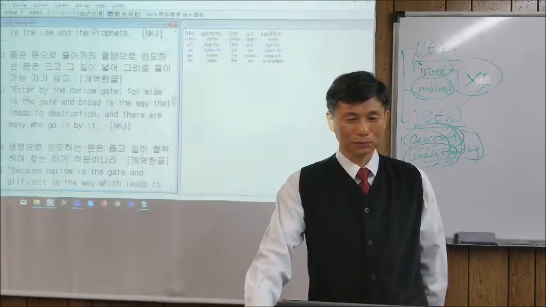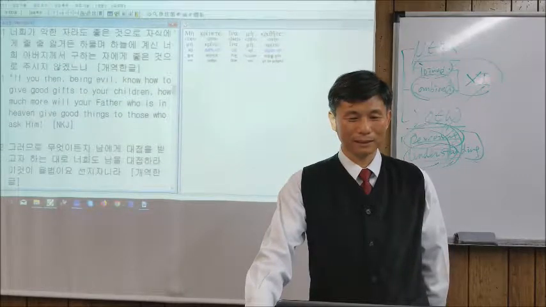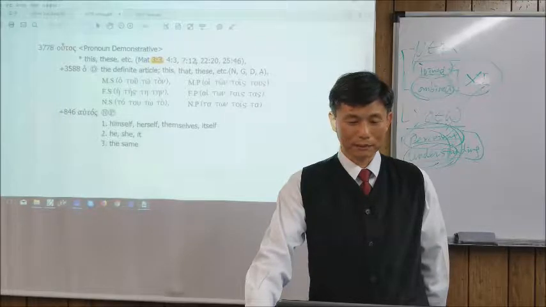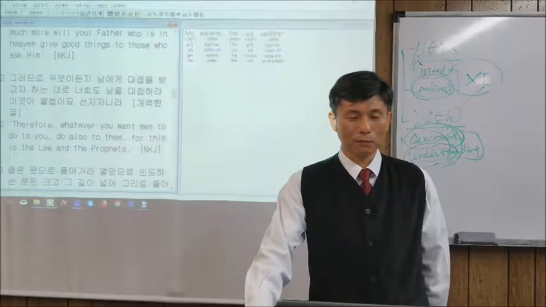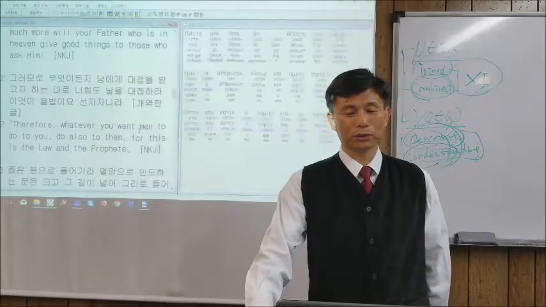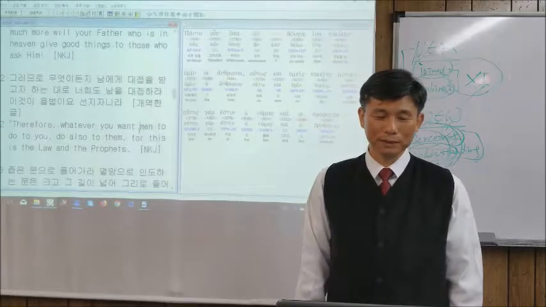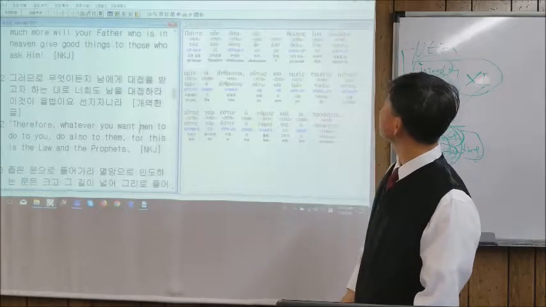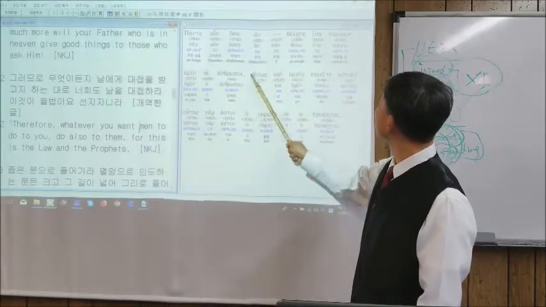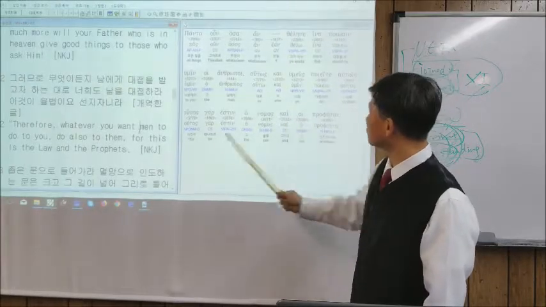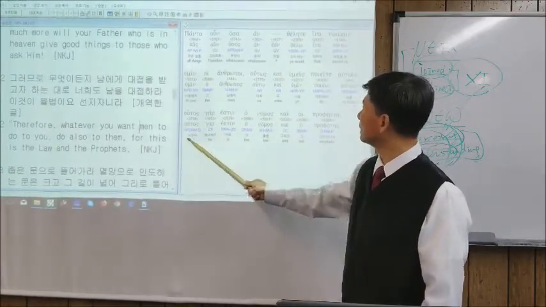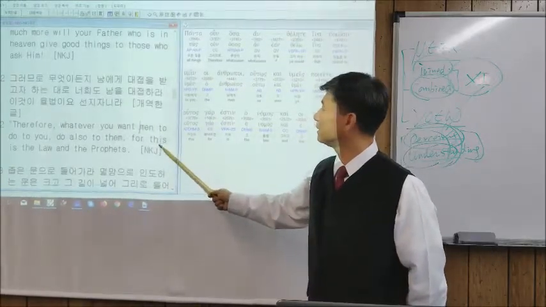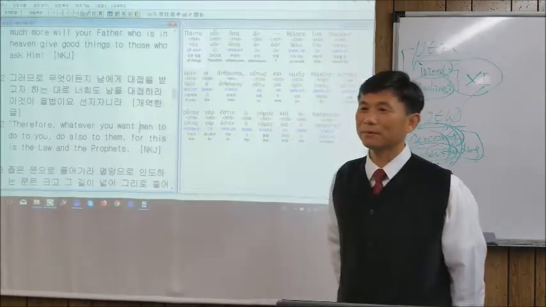So go back to the houtos, we can study here. 7:12, so we go to 12. Therefore, whatever you want men to do to you, do also to them, for this is the Law and the Prophets. You see the houtos? Yes, right here, houtos, in the bottom two. The bottom two, houtos, this, right? They translate this. And then this. This is the Law and the Prophets.